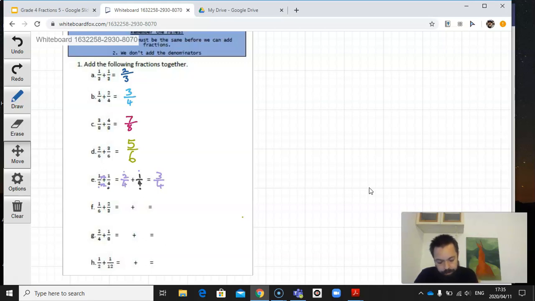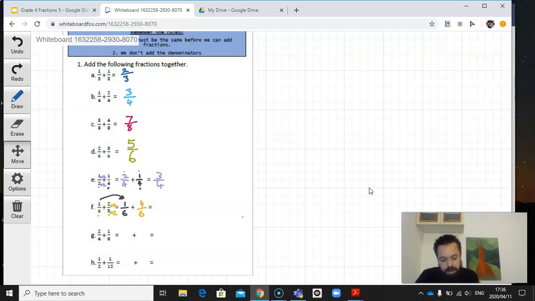The next one, I've got a 6 and a 3. I first need to make them the same before I add them. I notice that I can times the 3 by 2, and what I do to the bottom, I do to the top, and that will allow me to get the denominators to be the same. So 2 times 2 is 4, it's my new denominator. 3 times 2 is 6. Writing in black, just copying, not maths. I'm just rewriting.